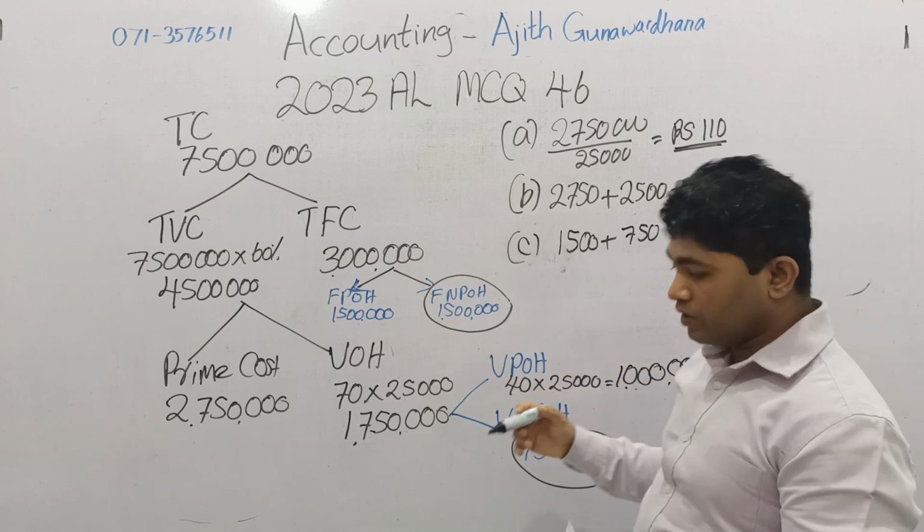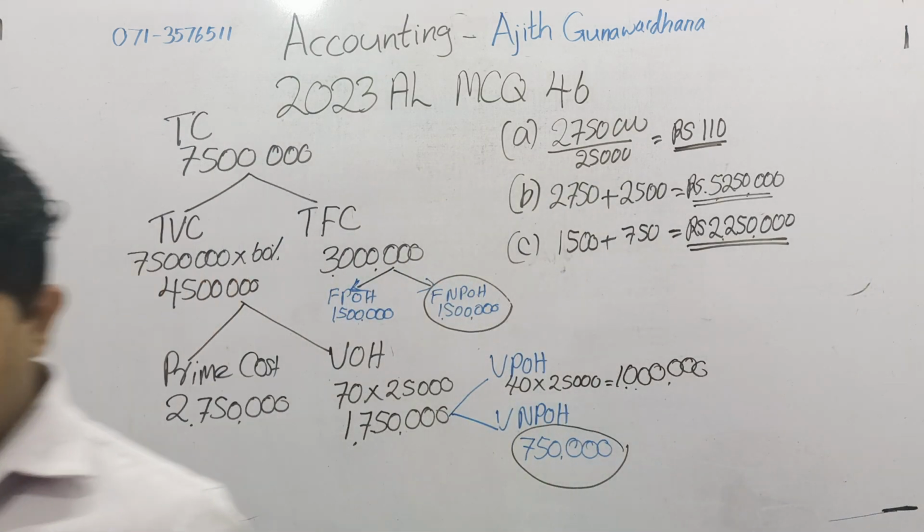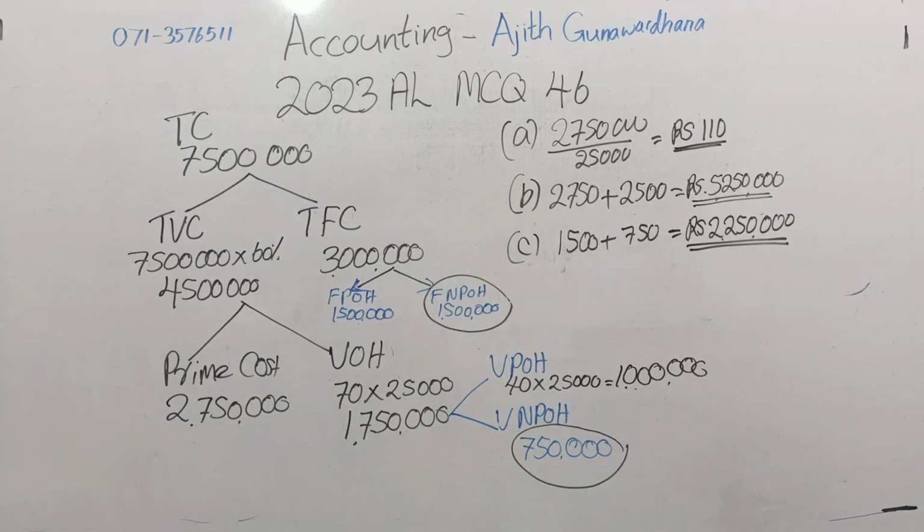Therefore, in question number 1, 2, part A, part B and part C: Part A, prime cost per unit equals 110. Part B, total manufacturing cost is 5,250,000, and part C, total non-manufacturing overheads are 2,250,000.